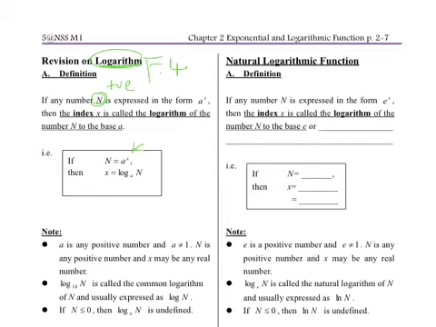Now think about it. a also must be a positive number. It cannot be negative. It cannot be 0. It also cannot be 1. Otherwise, it's so strange.